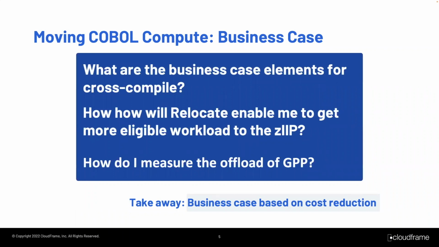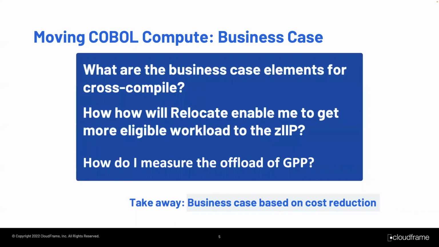The other thing that people ask is, what type of savings am I going to get if I'm shifting compute over to the zIIP engine? And there is another poll just popped up. I love it. So what we see in our own research and development environment, and what customers report, is that mileage varies. We generally see a range of 40 to 80% zIIP offload. And that just depends on the type of workload you're running. And we'll talk about that in a couple minutes.